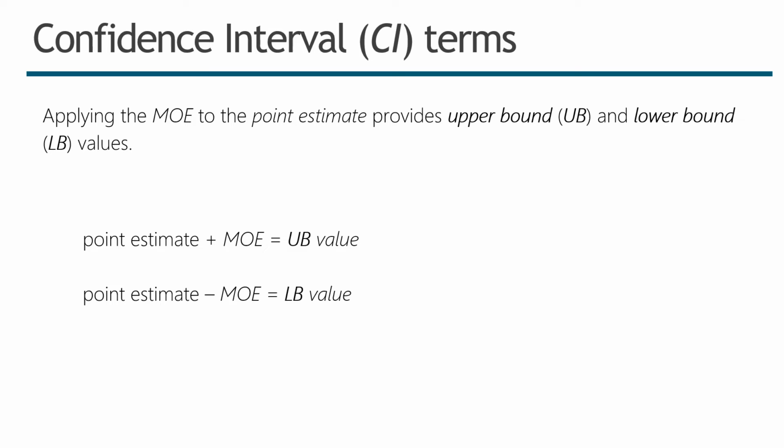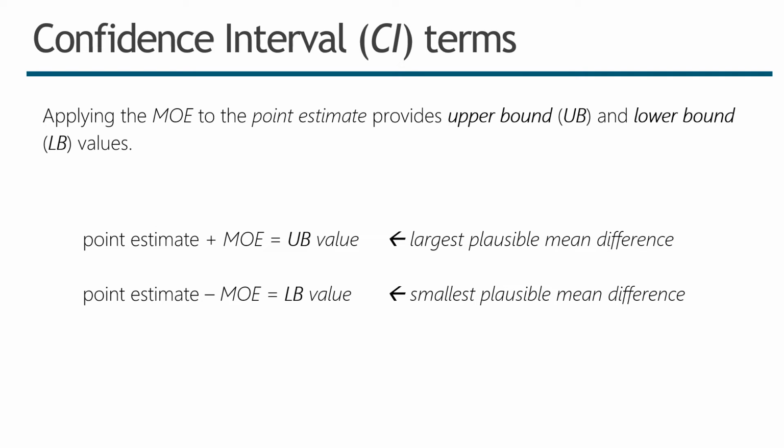By applying the margin of error to the point estimate, you'll get the upper bound and the lower bound of the confidence interval. Simply add the margin of error to the point estimate to get the upper bound, and then subtract the margin of error from the point estimate to get the lower bound. Remember, what you're trying to do is find the range of plausible values for the mean difference between the populations. The upper bound value is the largest plausible mean difference, and the lower bound is the smallest plausible mean difference.